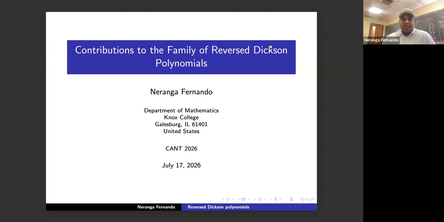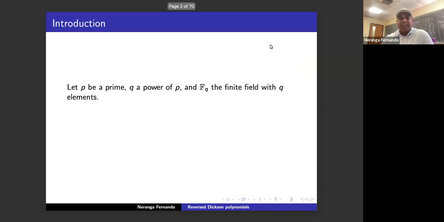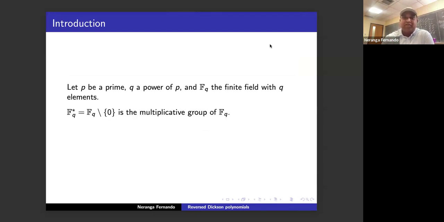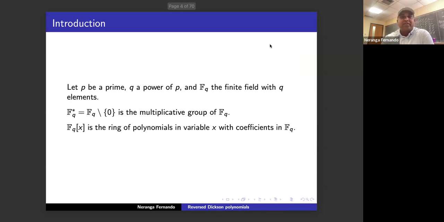All right, so what are reverse Dickson polynomials? Before I talk about them, let me introduce some notation. I'm sure most of you are familiar with this notation. Let p be a prime and q a power of p, and F_q denote the finite field with q elements. As usual, F_q star denotes the multiplicative group of the finite field F_q, and F_q[x] is the ring of polynomials whose coefficients are in F_q.